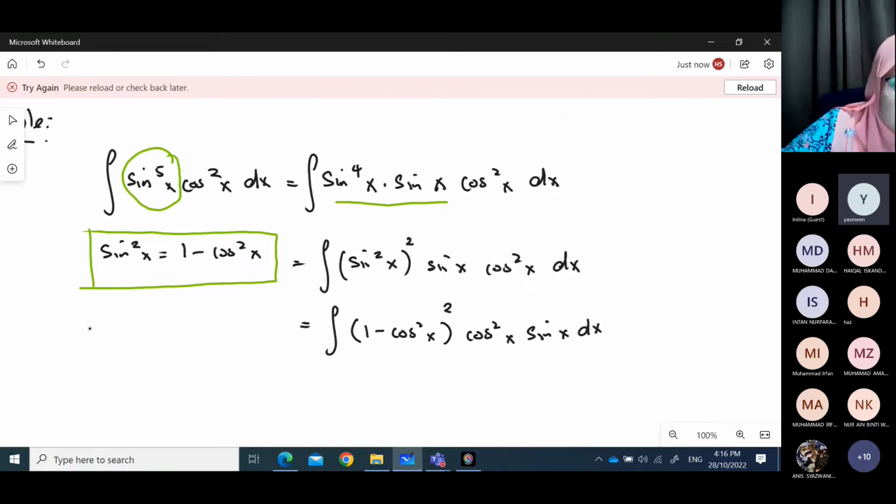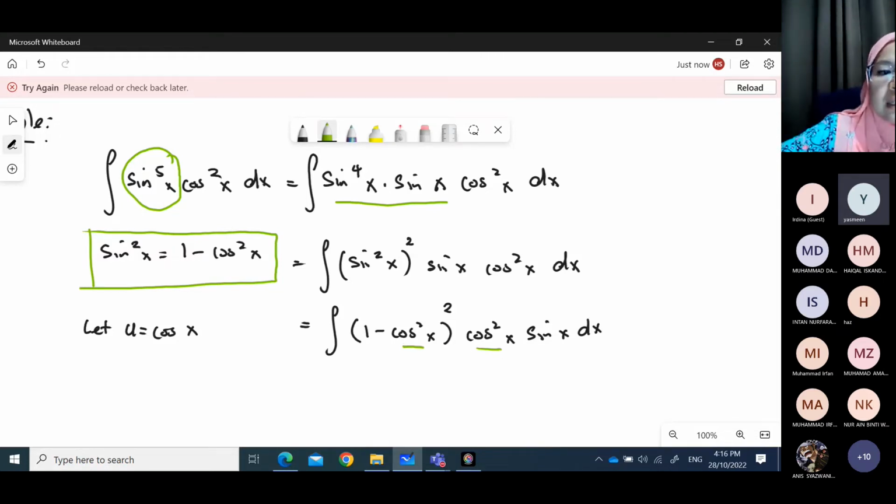Okay, so next. Yang kedua, sekarang kita nak substitute. So kita substitute let u equal to cosine x. Kenapa kita ambil cosine x kat sini? You boleh tengok dekat sini. Kat sini ada sebutan cosine x and cosine x. Jadi kita nak gantikan cosine x ke dalam u. So tujuan dia lah untuk kita mudahkan kita punya integration.